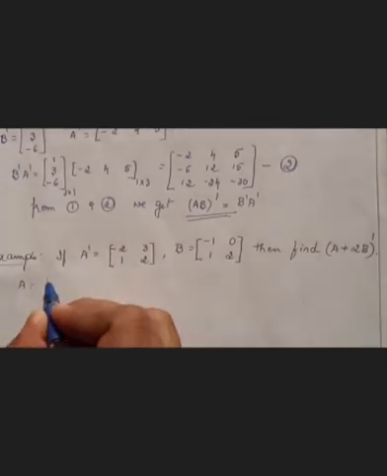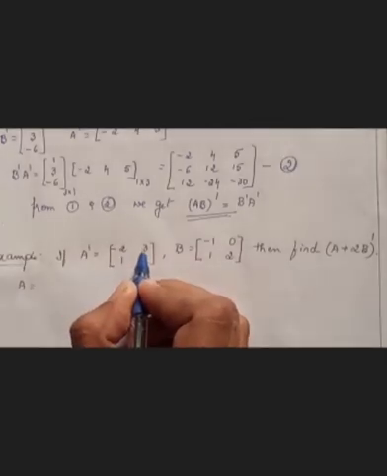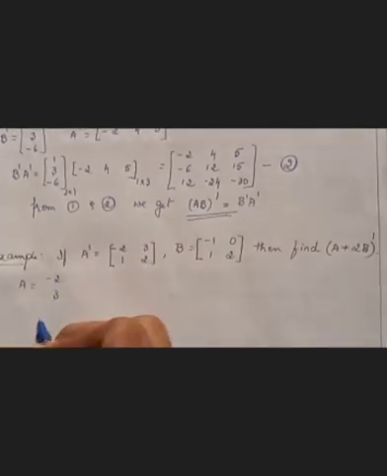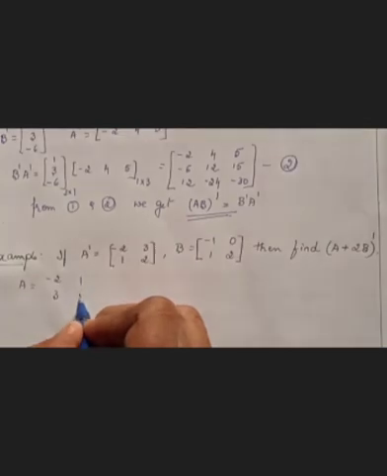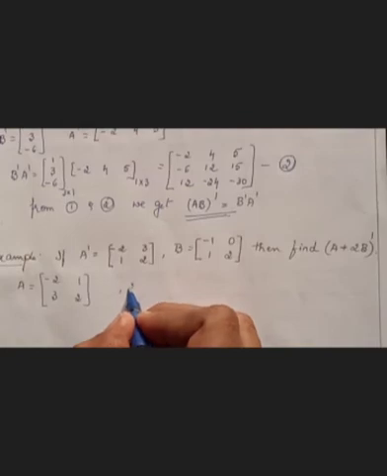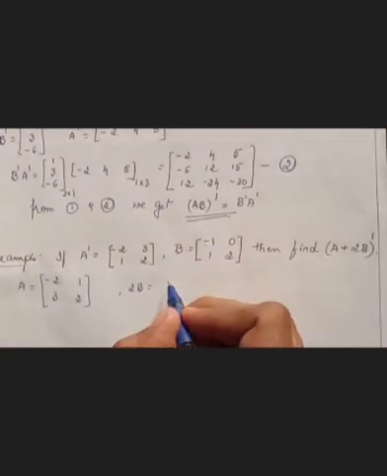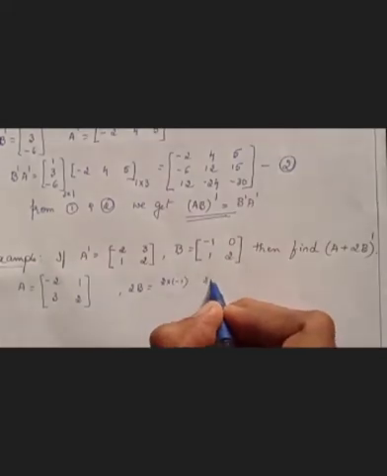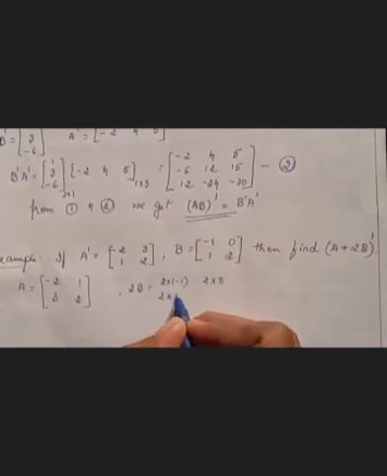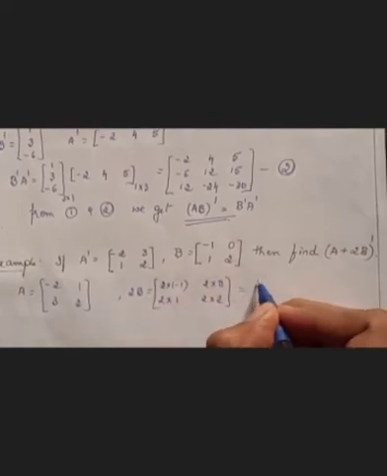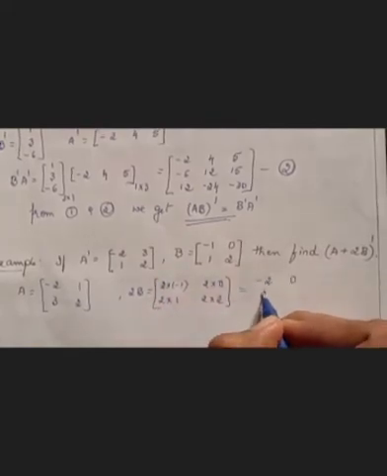So matrix A is -2, 3. This is in rows. I'll write in the column -2, 3 and 1, 1, 2. So this is the matrix A. Now I want 2 into B, scalar multiplication. So -1 into 2, 2 into -1, 2 into 0, 2 into 1, 2 into 2. So this is -2, 0, 2, 4.